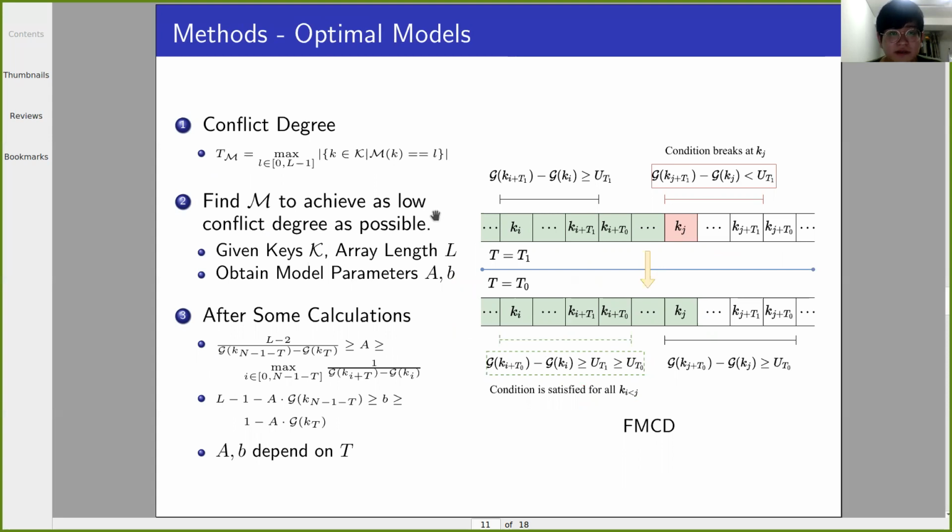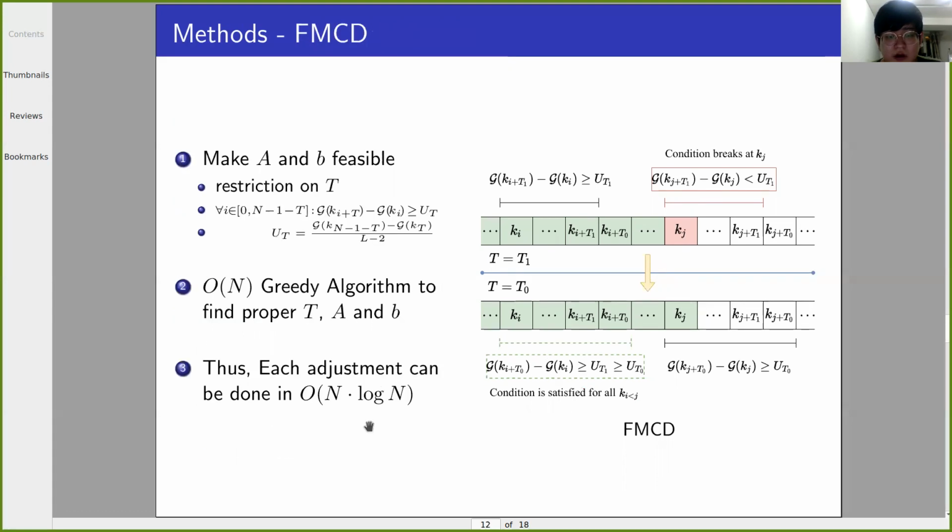We define the conflict degree, which captures the maximum number of conflicts at any position in the entry array. The better the model is, the lower the conflict degree it has. We ought to find a model that achieves as low a conflict degree as possible, that is, from given keys and entry array lengths, obtain the model parameters. After some calculations, we have the conditions for both A and B, which depend on T. In order to make A and B feasible, we thus obtain the restrictions on the conflict degree T.